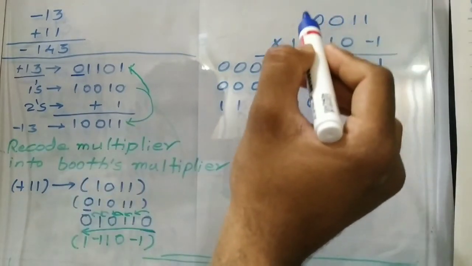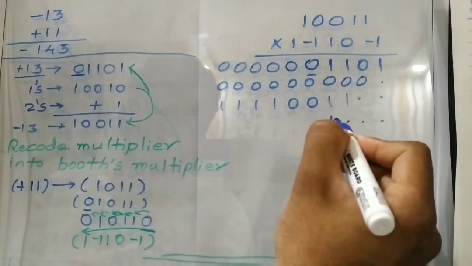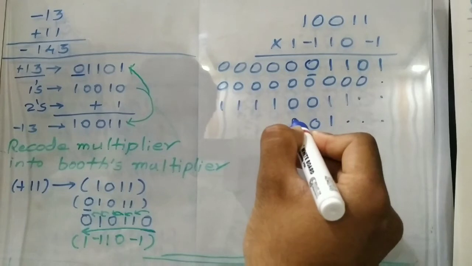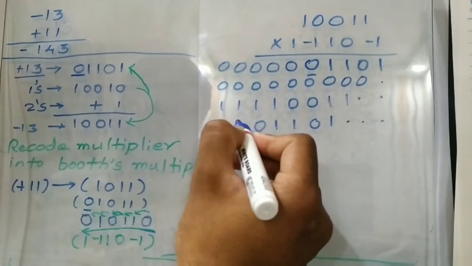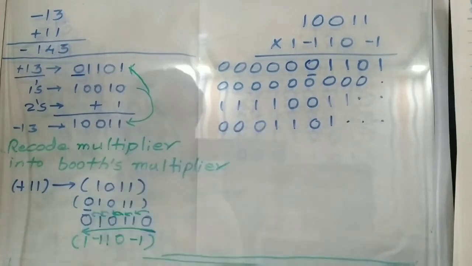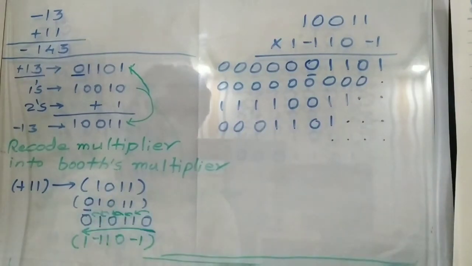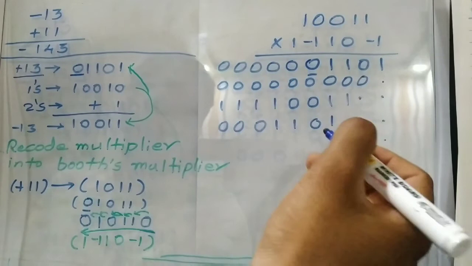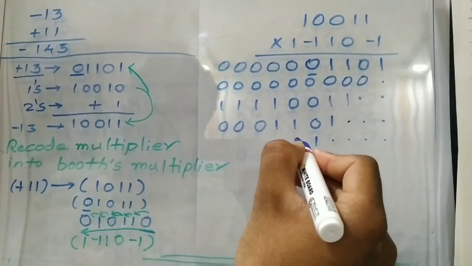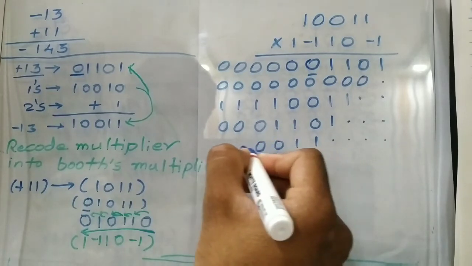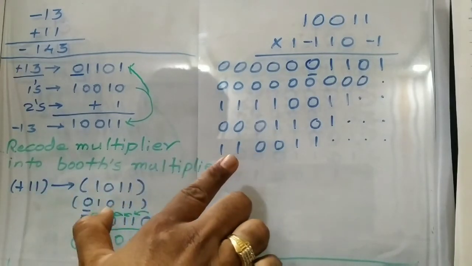Now again multiply the multiplicand by minus 1, so that will be 10110, and this will be 00. Again, the last number, multiply this with 1, that number will remain the same, which will be 11001, and again we have to write 1. I will write this.